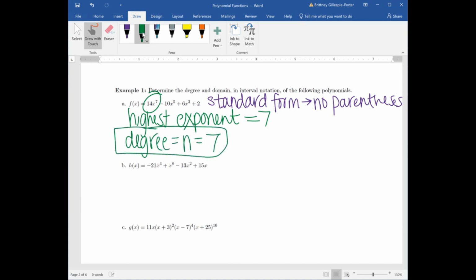And from there, we can go ahead and answer the second part. They asked for our domain in interval notation. Our domain of a polynomial is negative infinity to positive infinity always.